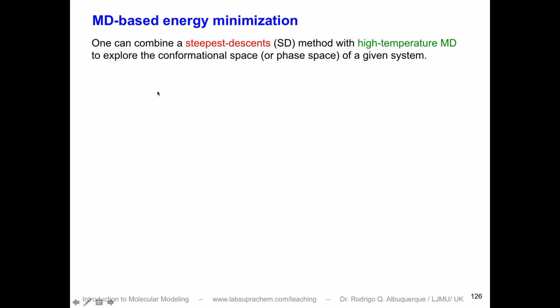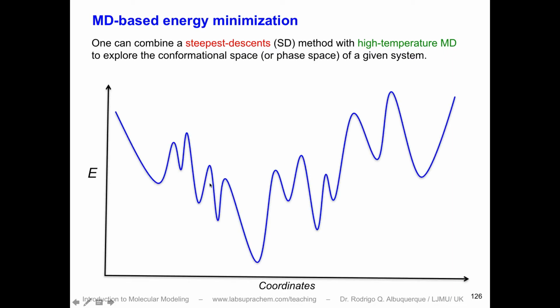Molecular dynamics can be used to help in energy minimizations. In this case, I will show how to combine the steepest descent method. Actually, you could use any other minimization method. So in this case, I'm using SD with high temperature molecular dynamics to explore the conformational space or phase space of a given system. So let's imagine we have a system full of local minima and one absolute minimum here, which is very difficult to find.